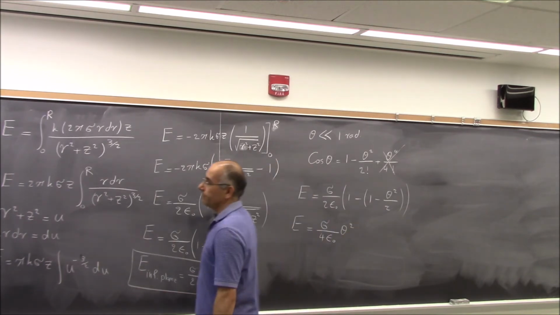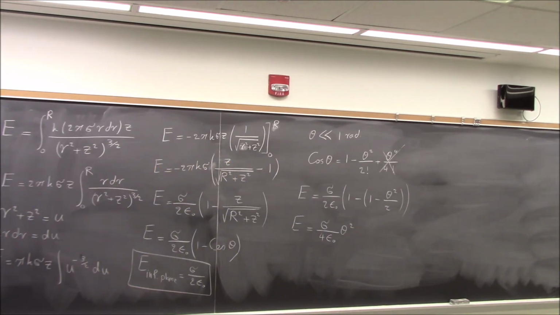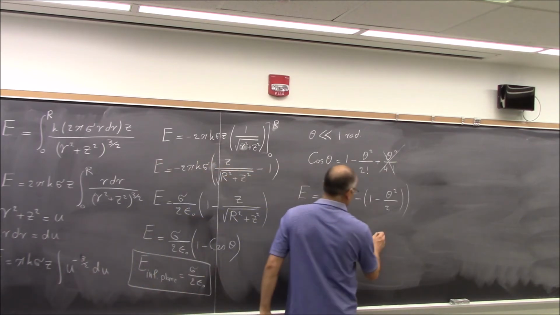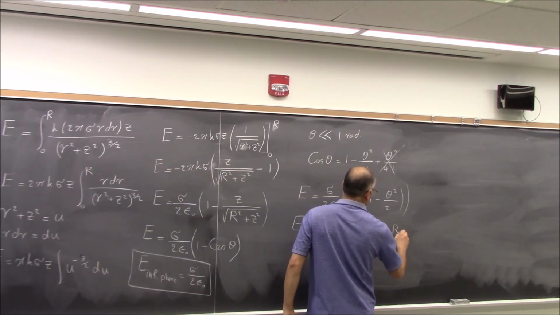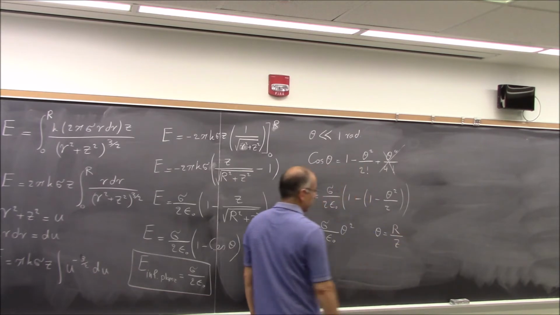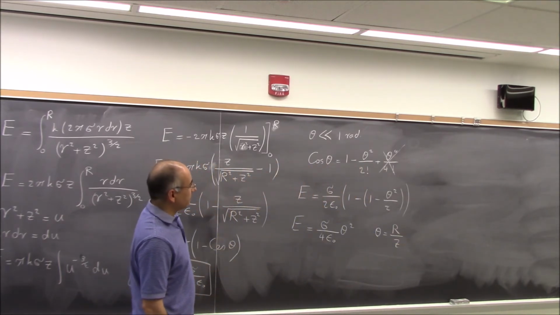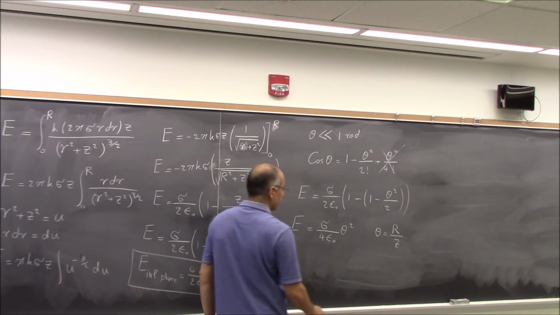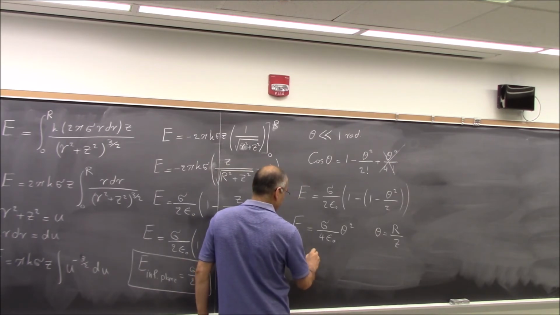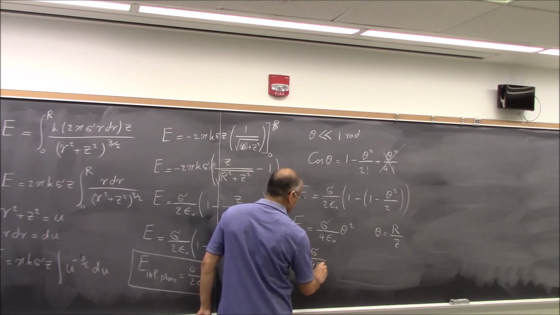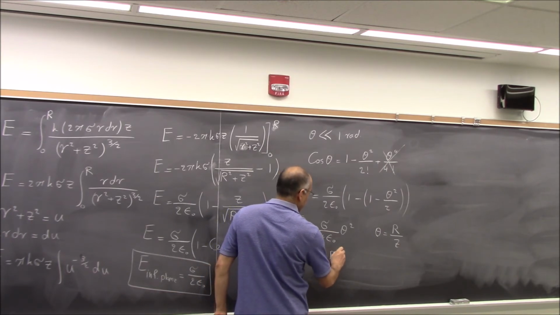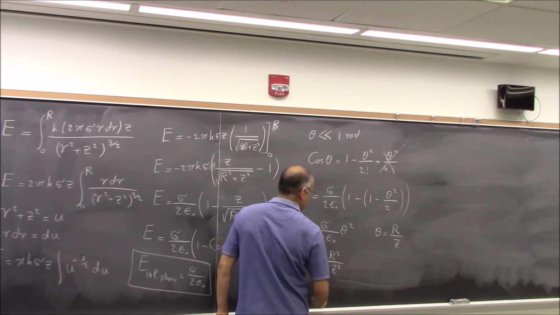So what is theta? If theta is very small, you can write theta in radians as r over z. If r is much less than z, theta is just that, r over z in radians. So E becomes sigma over 4 epsilon naught times r squared over z squared.